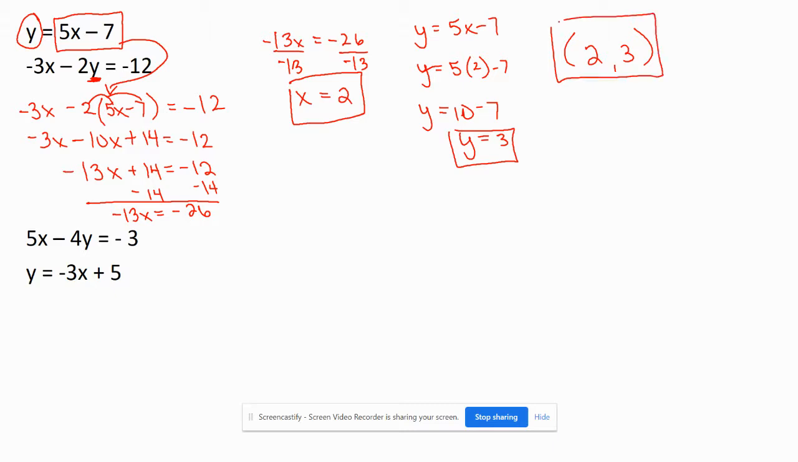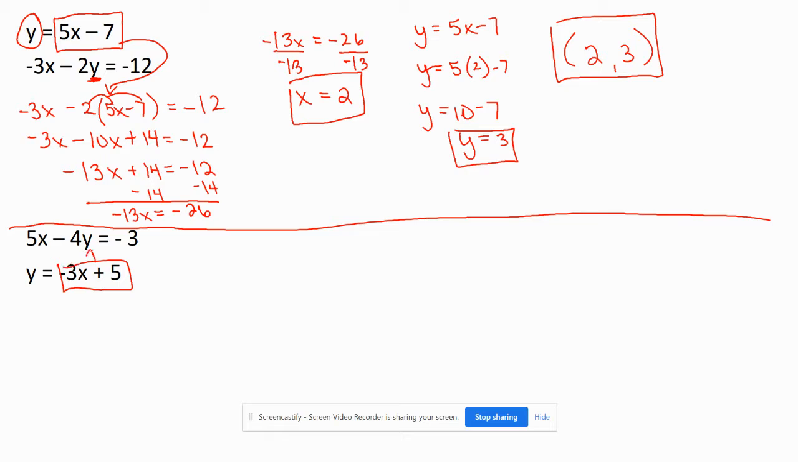All right. And I'm going to solve this one next. Now, you could also plug 2, 3 into both equations just like we did last week and check it and make sure they work. All right. Next, you have this one. This one is the one that's in slope-intercept form already. So I'm going to take this and put it in for y right here.